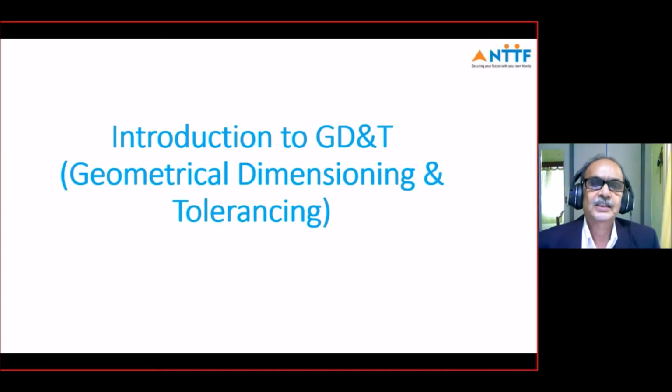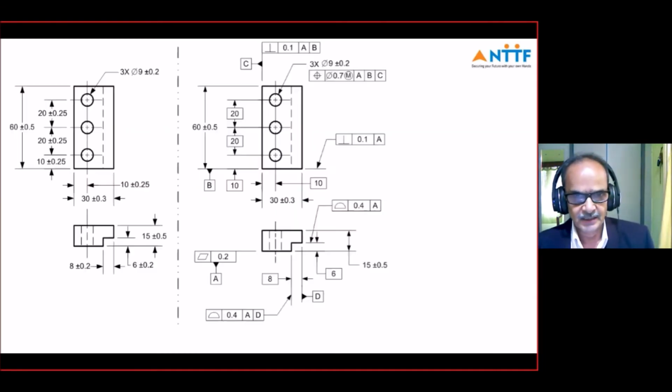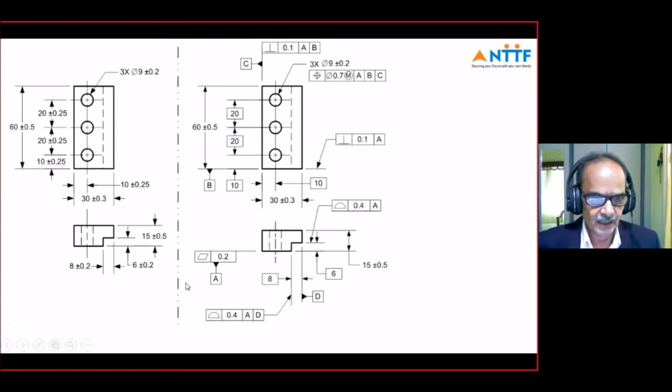Now, I will just give you a brief overview of GD&T, an introduction to GD&T. What is GD&T? It is geometrical dimensioning and tolerancing. So we are all engineers, we understand drawing. Drawing is a communicating language. So I'll take one example of a drawing and then I'll explain what it is. There is a drawing here on the screen.